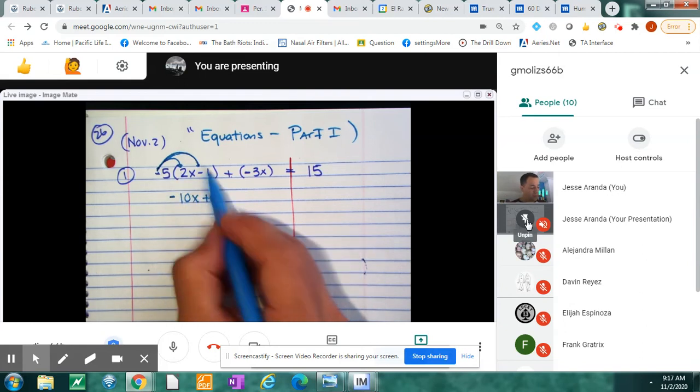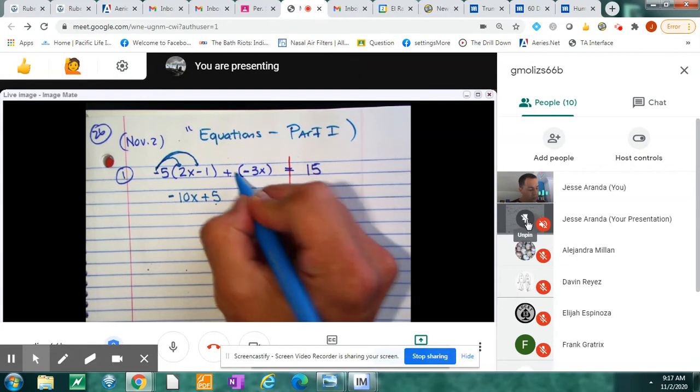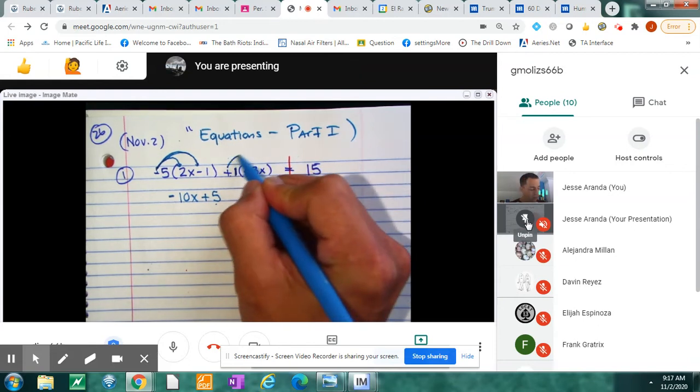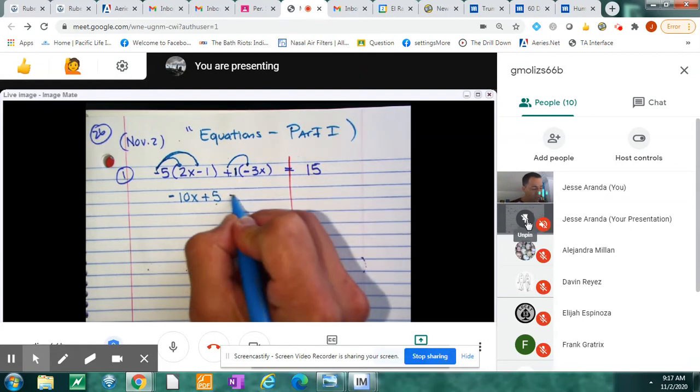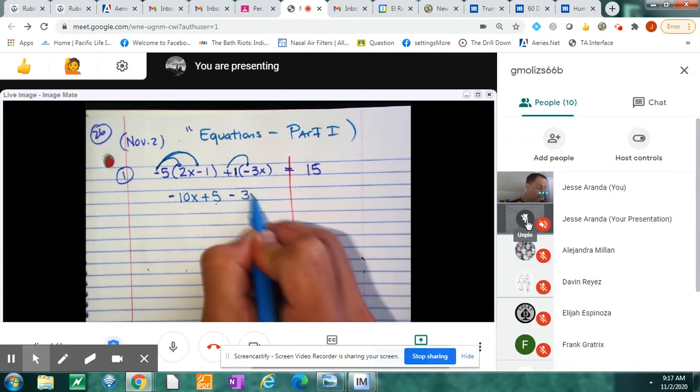Okay, so 5 times 1 is 5. Okay, well, mister, here's another parentheses. Now you could put a 1 here if you want, right? Positive times negative is what? Negative. And then 1 times 3x is 3x.